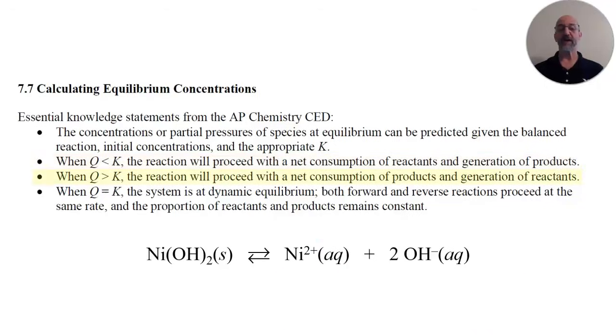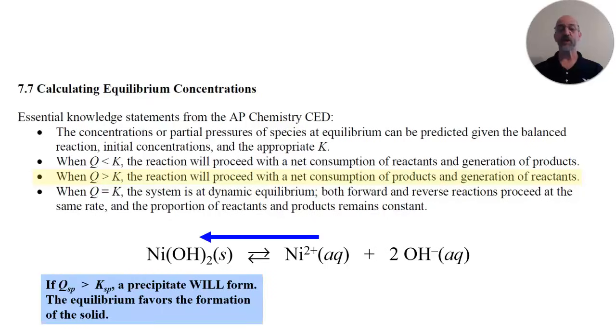But on the other hand, if Q is greater than K, then the reaction would proceed with a net consumption of products and generation of reactants, so from right to left. So if Qsp is greater than Ksp, then yes, a precipitate will form, because now, with a net conversion from right to left, the equilibrium favors the formation of the solid, and a precipitate will form.